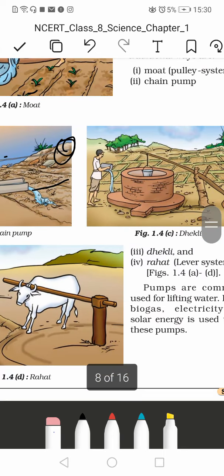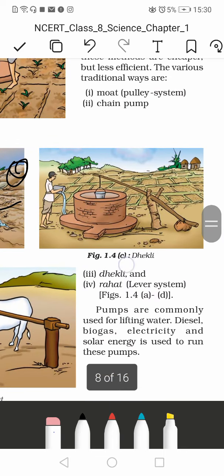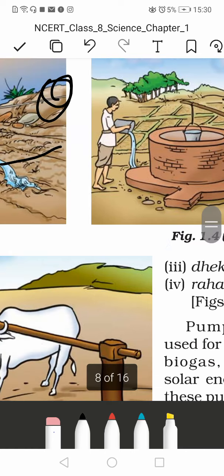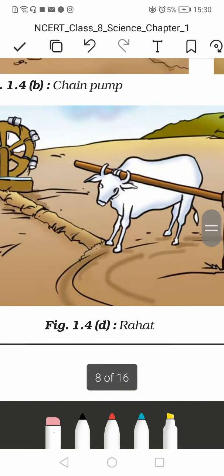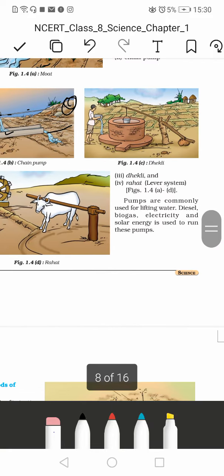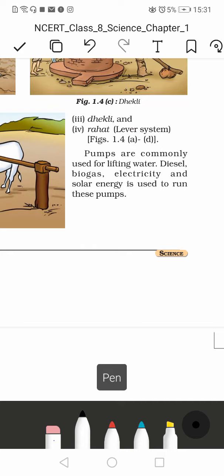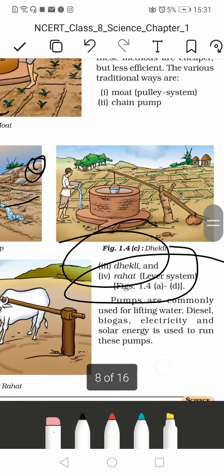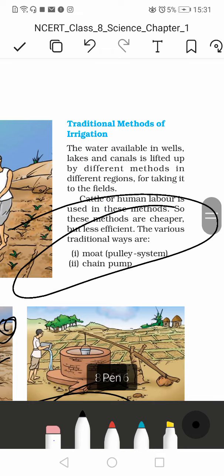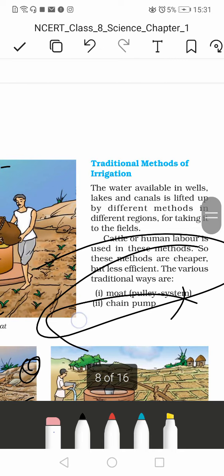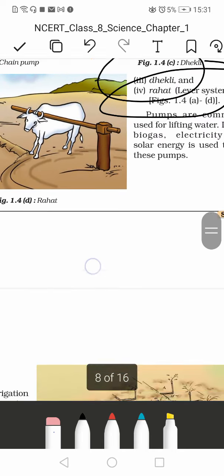Alright, next we have the Dhelki, which is this diagram over here. And then we have the Rahat, which is animal labor. Pumps are commonly used for lifting water. Diesel, biogas, electricity, and solar energy are used to run these pumps. Also remember Dhelki, Rahat, lever system, moat, pulley system, and chain pump, because these will come in examples of traditional methods of irrigation. So keep those in mind.